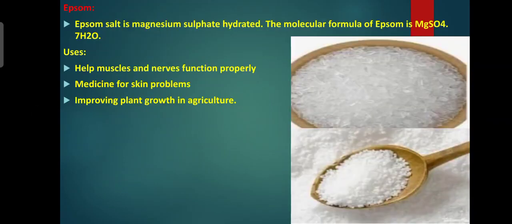Now move on. MgSO4 is an inorganic salt with the chemical name of magnesium sulfate. It is also known as magnesium salt or magnesium sulfate anhydrous. It is commonly referred to as Epsom salt.